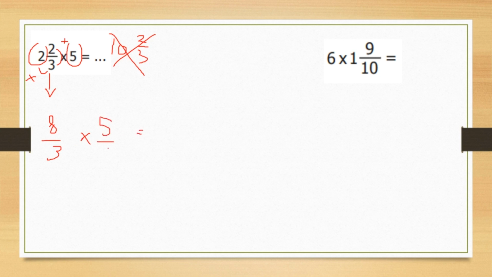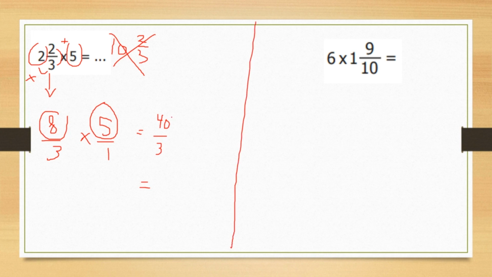So 5 means 5 out of 1, right? So multiply the top numbers. 5 times 8 equals 40. 3 times 1 equals 3. Remember, you must convert it into a mixed number. Why? Because this is an improper fraction. Remember, an improper fraction means the numerator is greater than the denominator. So 40 out of 3 means 40 divided by 3. This equals 13. 13 times 3 equals 39. So remainder 1. So the answer equals 13, 1 out of 3.